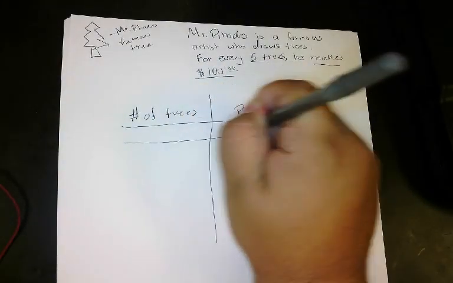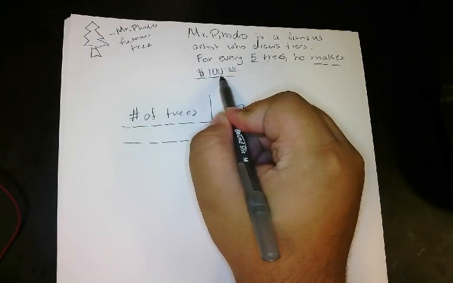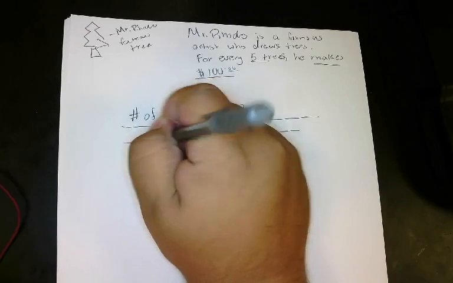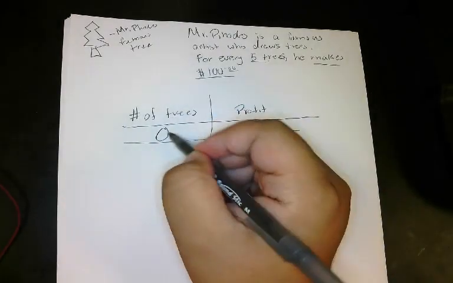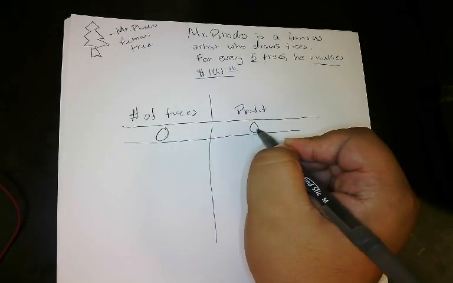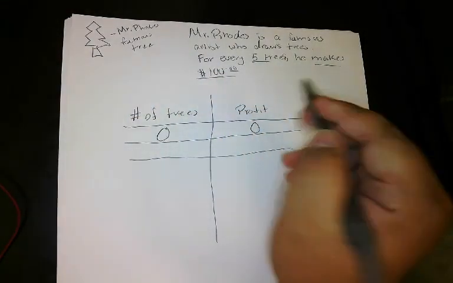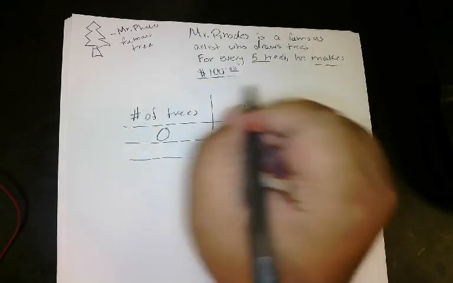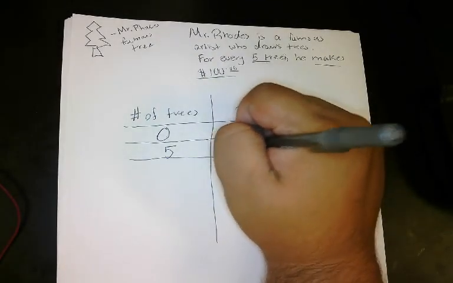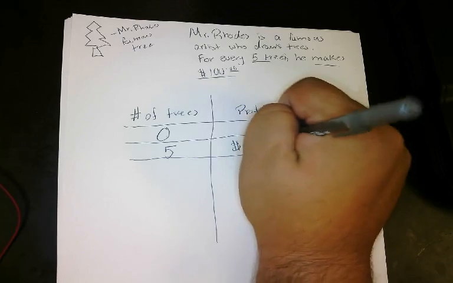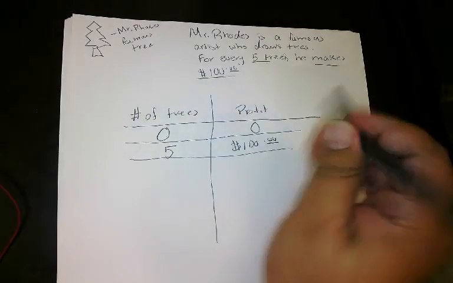So, we're going to start here in the number of trees, right? So it says I have to draw 5 trees to make $100. Alright? So, if I draw 0 trees, I can't make any money, right? So I would make $0 because if there's nothing drawn, I'm not going to get anything because there was no work done. Okay? So, if I'm looking at my prompt, my first thing says for every 5 trees. So I know that the first number I'm going to put down is 5. Right? So 5 trees gives me $100. Okay? Because it says for every 5 trees, I make $100.